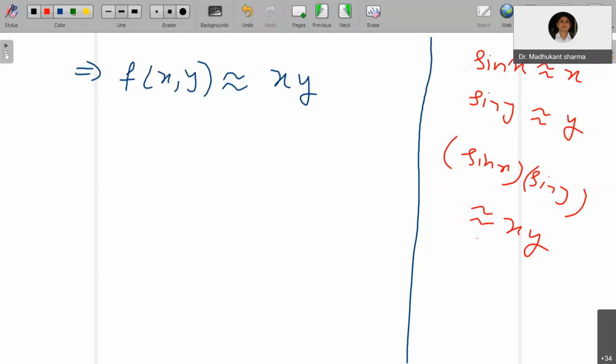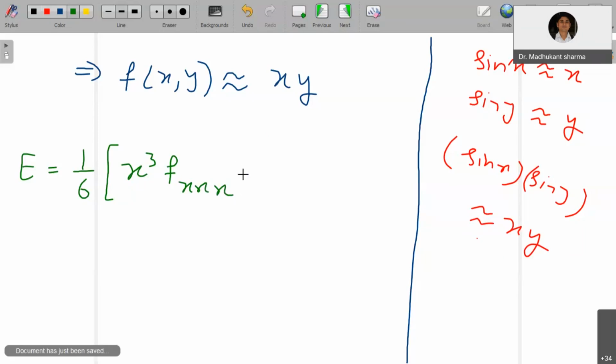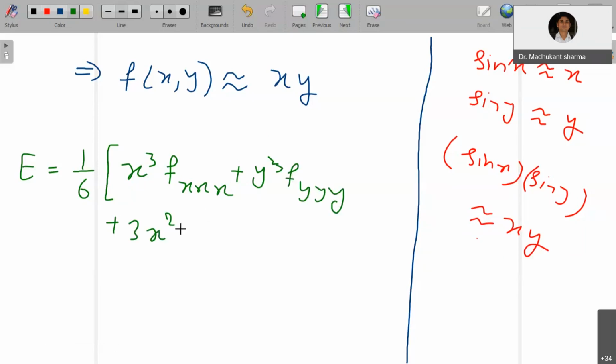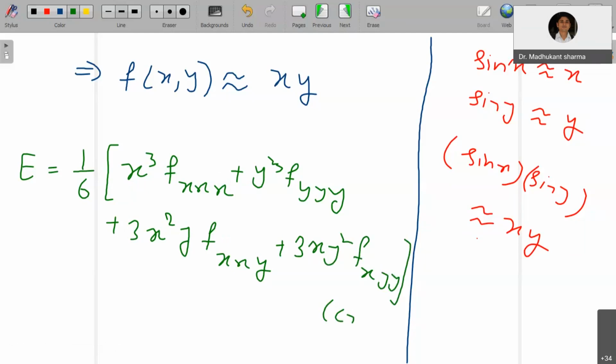So you have the error term as follows. The error term is 1 by 3 factorial, that is 1 by 6, times x cubed f third derivative plus y cubed third derivative plus 3x squared y, 2 with respect to x and 1 with respect to y, plus 3xy squared, 1 with respect to x and 2 with respect to y, at (cx, c1). Now you are supposed to identify fxxx, fyyy, fxxy, fxyy.